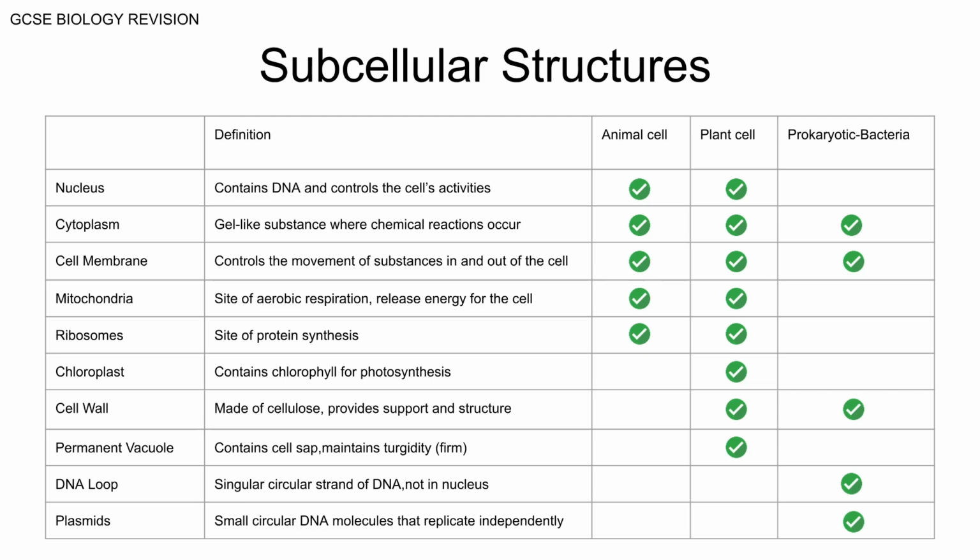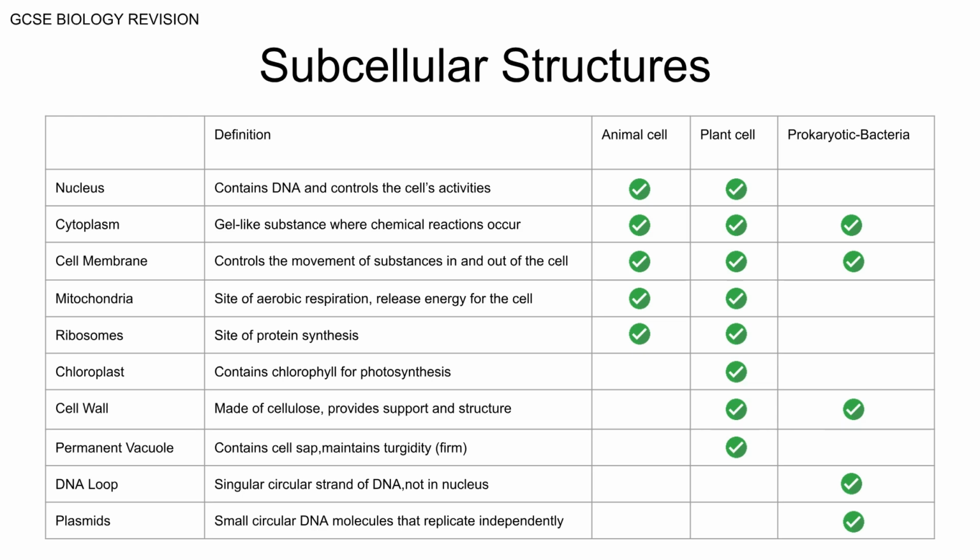In addition to these, plant cells have a few unique features, like the cell wall and chloroplasts. Cell wall. This provides support and structure. It's made of cellulose and is found in plant cells only. Chloroplasts, found only in plant cells. These contain chlorophyll, which helps plants make food through photosynthesis.